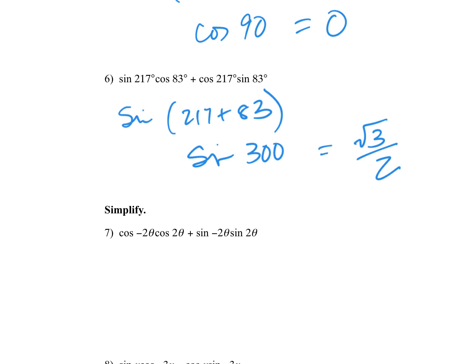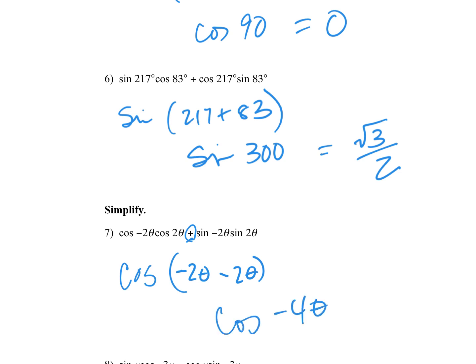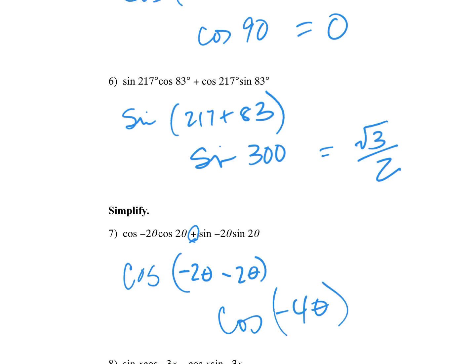On this other one, you've got cosine, cosine, sine, sine. So it's the cosine of the two subtracted from each other. Negative 2 theta is the first guy. Minus 2 theta is the second guy, because it would be a minus because there's a plus here in the middle. And that is cosine of negative 4 theta. Don't mess up on the signs.